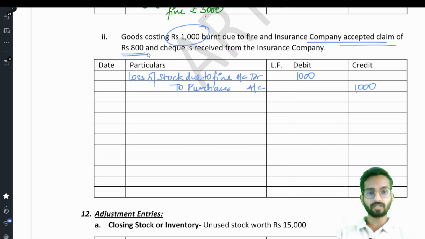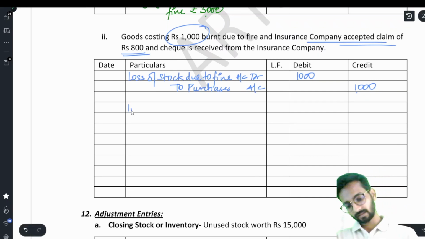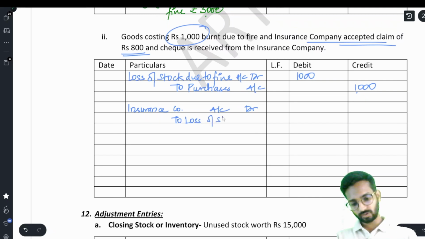See, when insurance company is accepting the claim, it means first we have to file the claim. When we are filing the claim, we will write insurance company account debit to loss of stock. The same thing here, account. It is how much? 1000 and 1000.